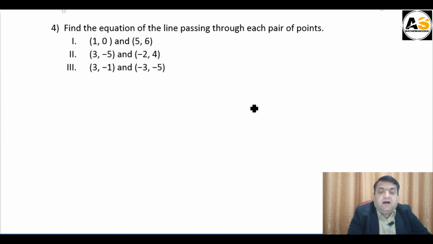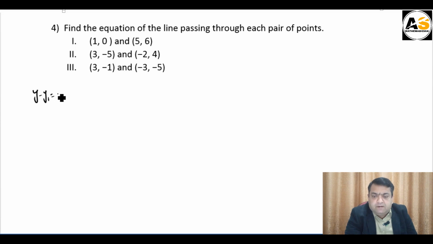Let this be the last question for today's lesson. Find the equation of the line passing through each pair of points. Two points are given and we need to find the equation. We will simply use the two-point form. For the first, y minus y1 is equal to y2 minus y1 over x2 minus x1 into x minus x1.